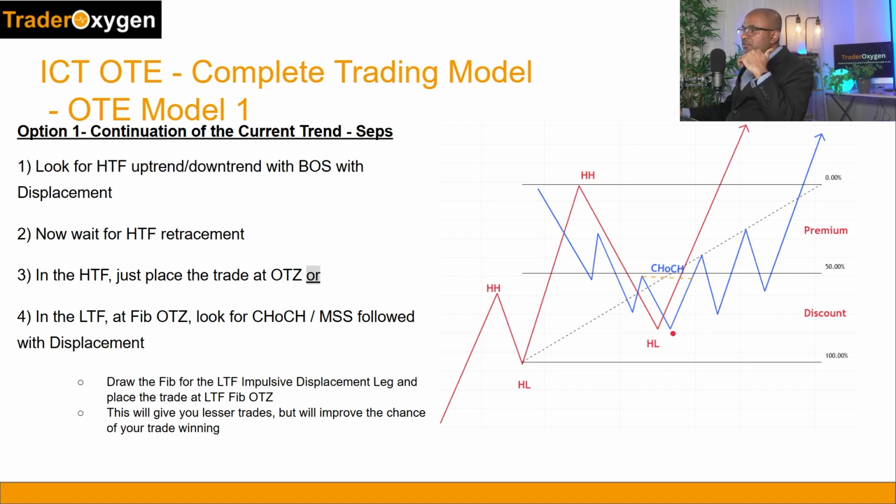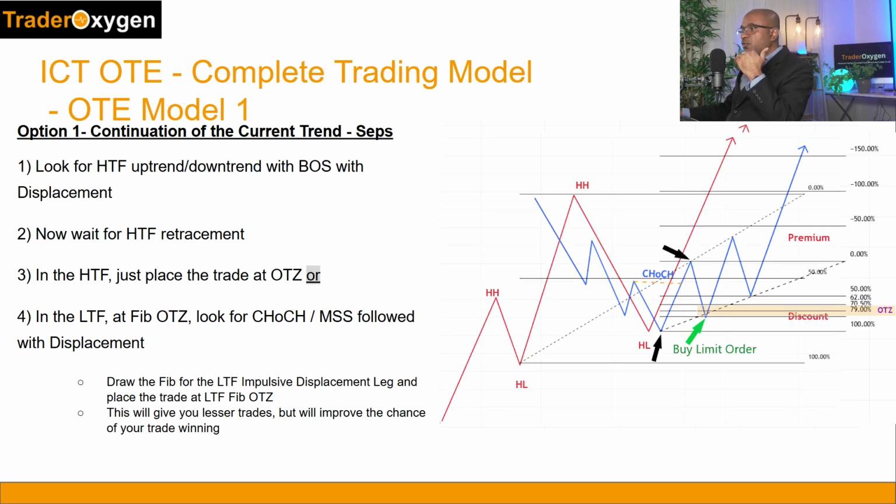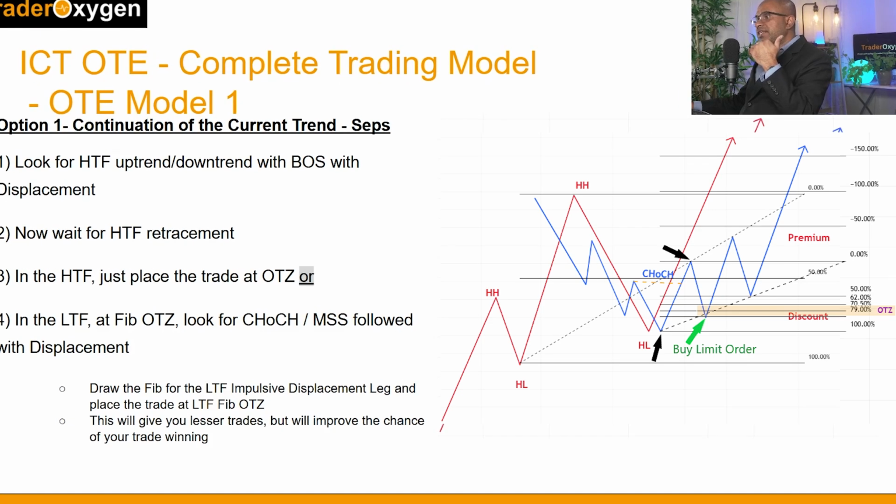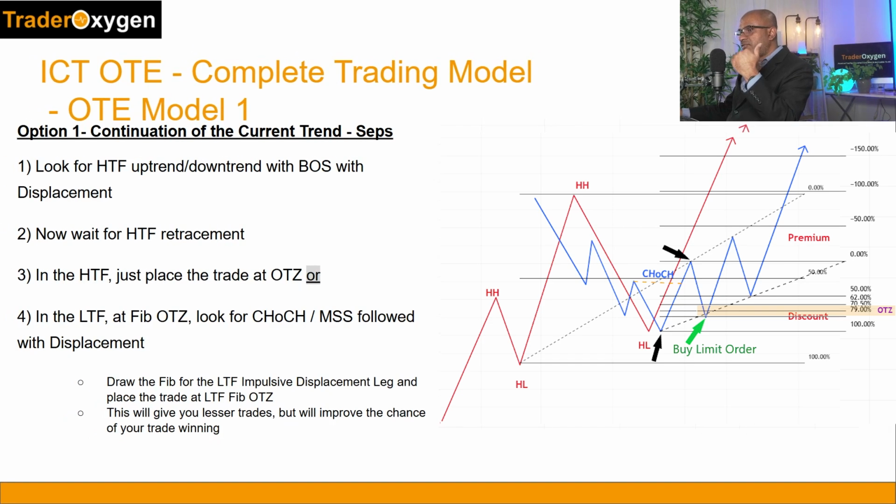And your stop loss will be below this swing low of the lower time frame, or below this higher time frame swing low, either one of those, and you will target your first take profit just below this swing high of the higher time frame swing leg here. Now if you do that part, it will give you fewer trades because you may not see this in some of the trades. However, it will improve your chance of winning the trades.